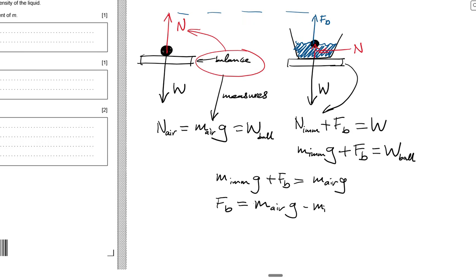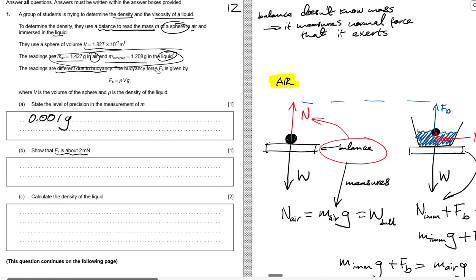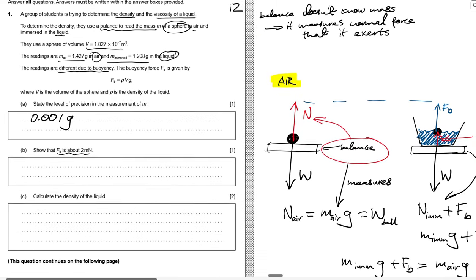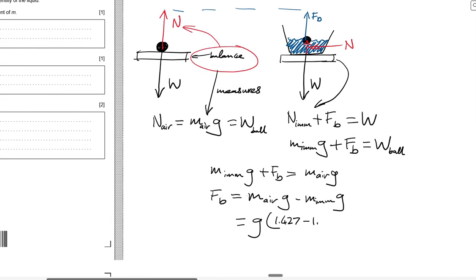So what we get is m immersed g, and that is just g times the difference between the two masses they have given us. So 1.427 minus 1.208, and again that's times 10 to the negative 3. They're both in grams. And let's say g is 9.8. Let's calculate that. We have 9.8 times 1.427 minus 1.208 times 10 to the negative 3.